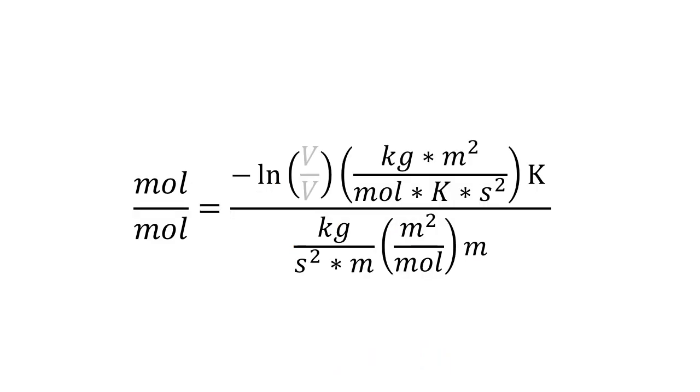Volts and volts cancel out. Kelvin and Kelvin cancel out. Meter squared and meter squared cancel out. Meters and meters cancel out. Kilograms and kilograms cancel out. Second squared and second squared cancel out. And what we're left with is moles per mole.